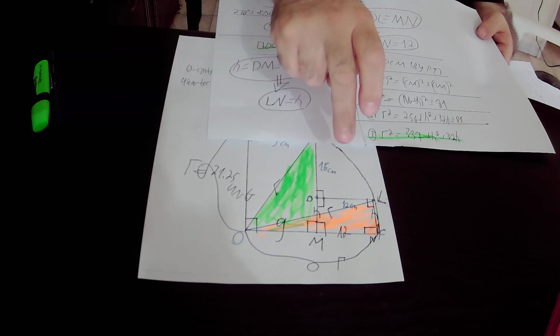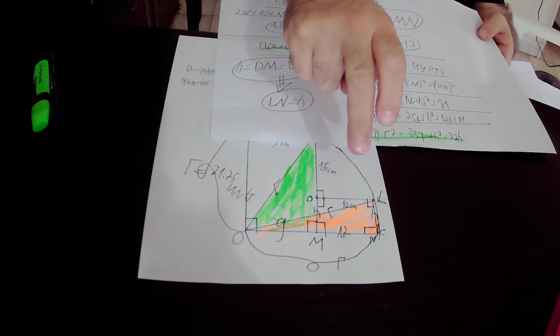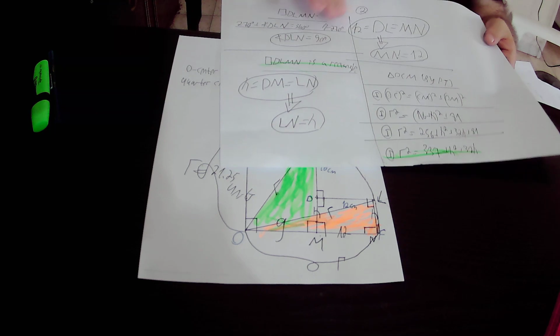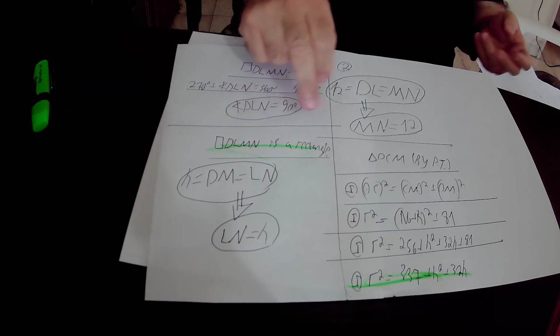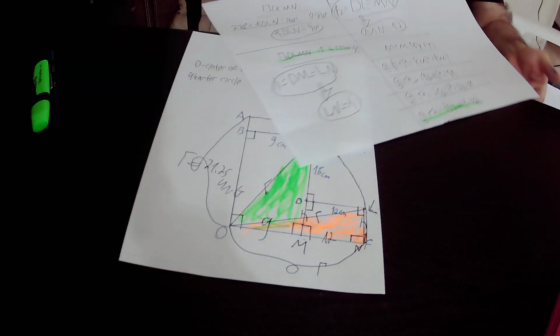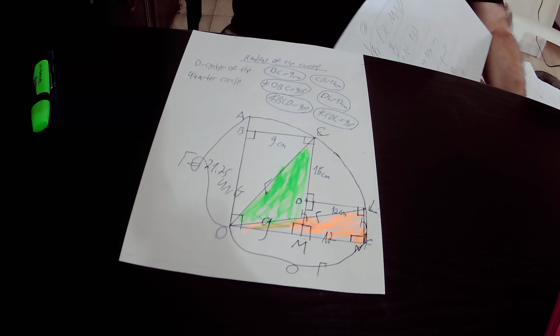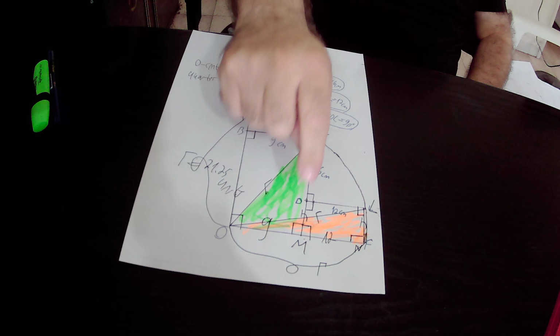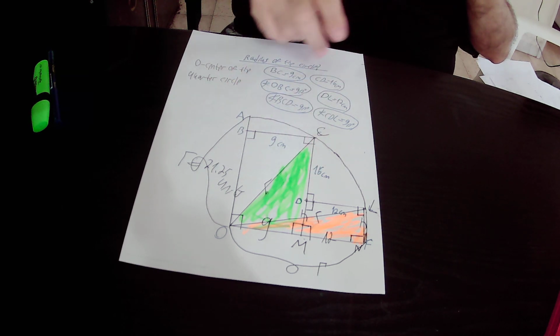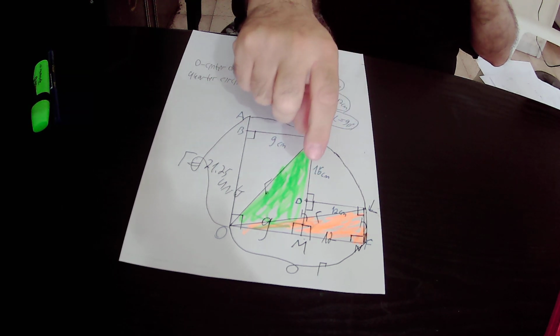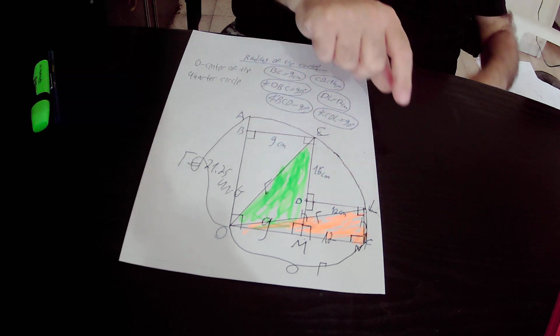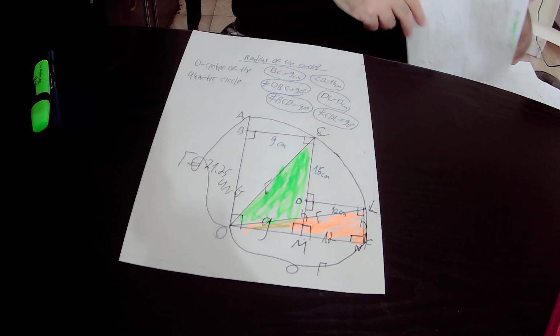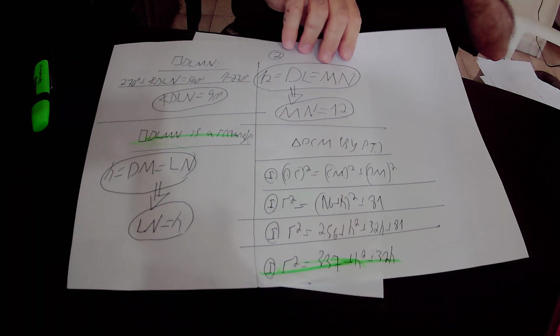So we regard quadrilateral DLMN as a rectangle. Why? Because it has 4 right angles. So here quadrilateral DLMN is a rectangle. And we know that the opposite sides of a rectangle are equal to each other. So we define side DM as H. And according to the rule that the opposite sides of a rectangle are equal to each other, we get that DM equals LN.